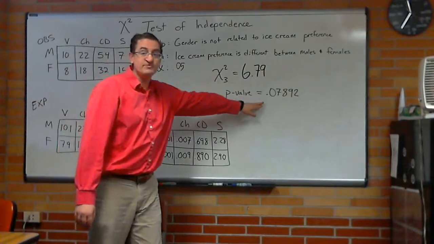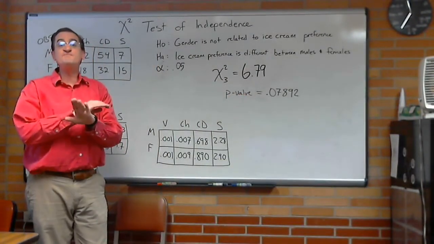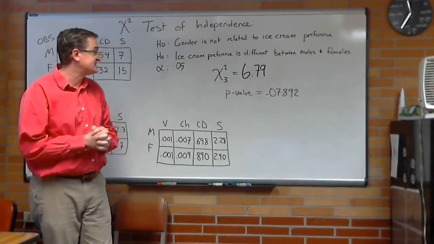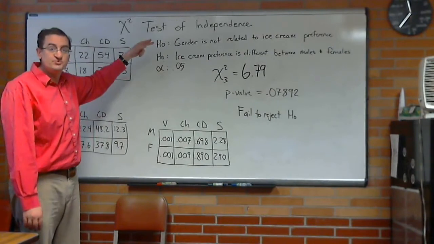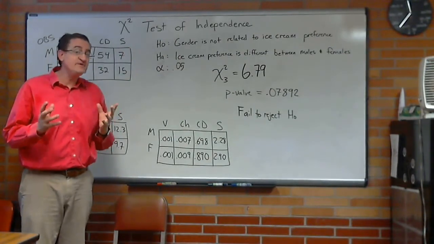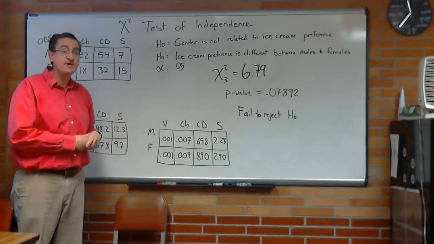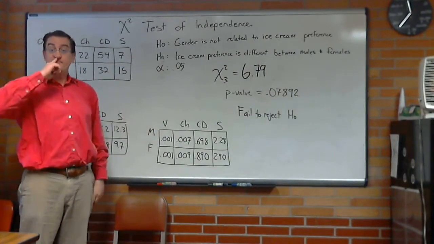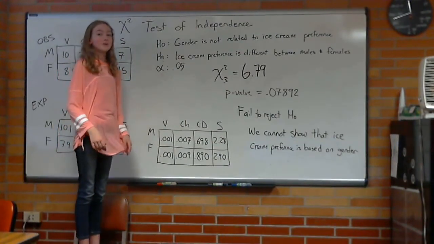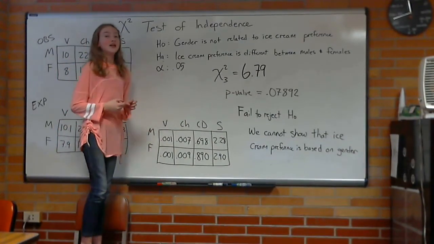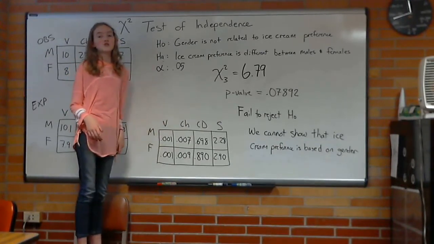So with a p-value of 0.07, we're going to compare that to our alpha, same as we've done the whole time in this class. A larger p-value means that we fail to reject the null, meaning there's not enough evidence to show some link between which ice cream flavor is preferred and whether you are male or female. So our final conclusion is that we cannot show that ice cream preference is based on gender. In other words, we cannot show a correlation between gender and ice cream preference.